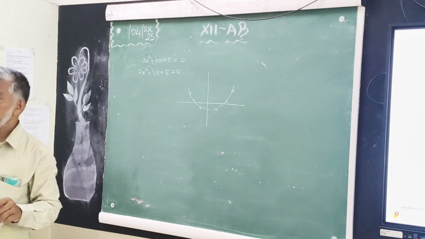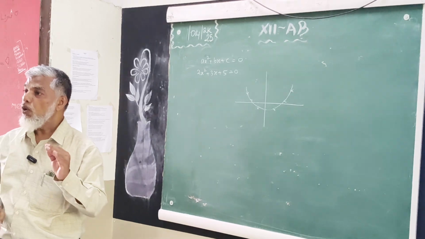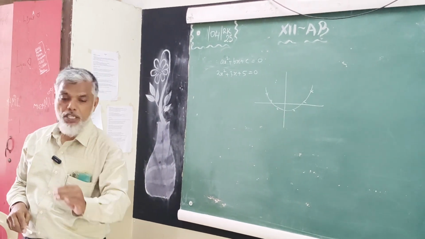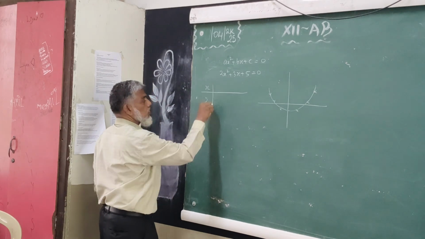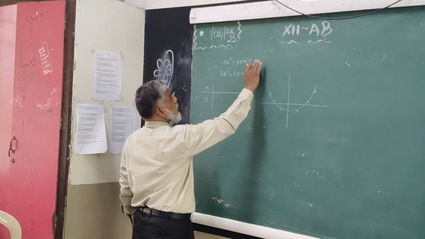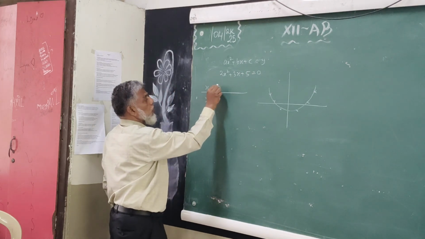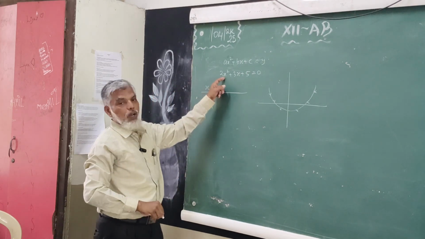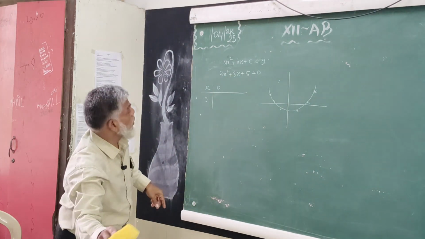And this concept you already studied in 10th standard, how to draw the quadratic table. That means you make a table now with x and y. In the 10th standard you have studied, you call this y, and put x is equal to 0. X is equal to 0 now, what will be y? X is equal to 0 means what will be y?